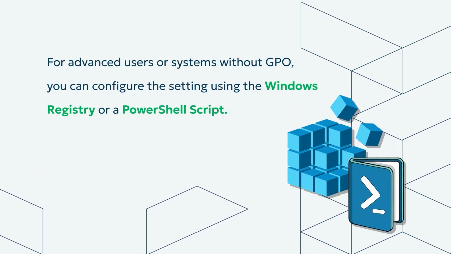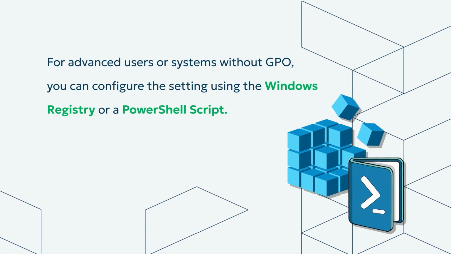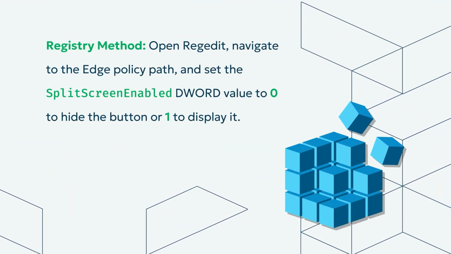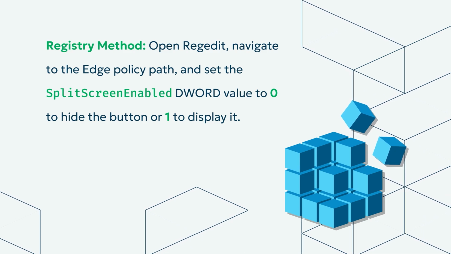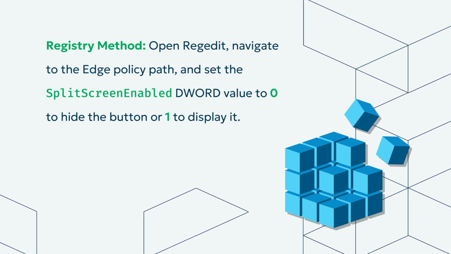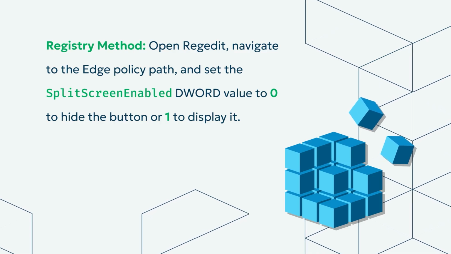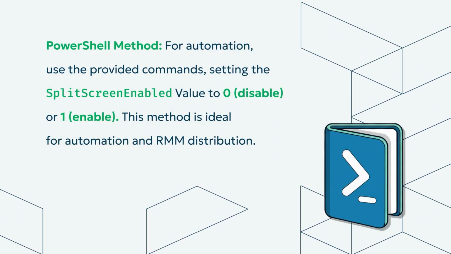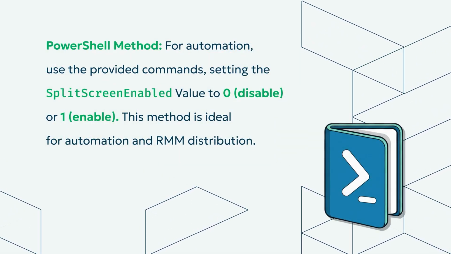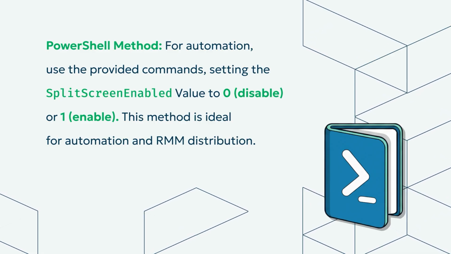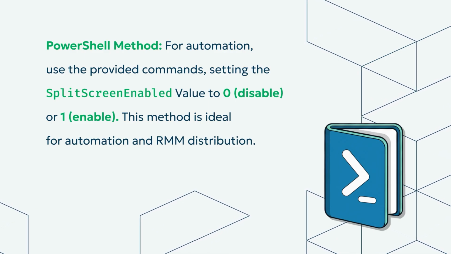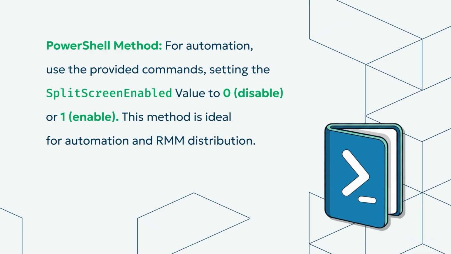For advanced users or systems without GPO, you can configure the setting using the Windows Registry or a PowerShell script. Registry method. Open Regedit, navigate to the Edge policy path, and set the split screen enabled DWORD value to 0 to hide the button or 1 to display it. PowerShell method. For automation, use the provided commands, setting the split screen enabled value to 0, disable, or 1, enable. This method is ideal for automation and RMM distribution.